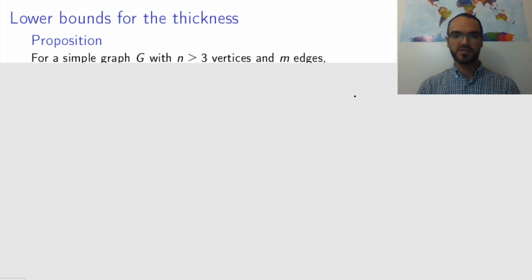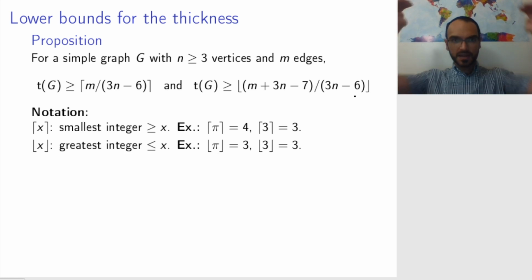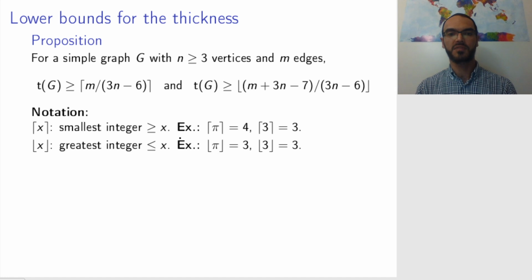So what does this notation mean? The ceiling notation is the smallest integer greater than or equal to a number. So the ceiling of pi is 4, and the ceiling of 3 is 3. So you round up to the nearest integer, and the floor you round down to the nearest integer. So the floor of pi is 3, and the floor of 3 is 3. So let's prove at least this first statement.